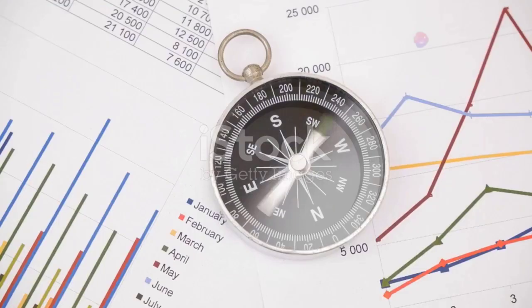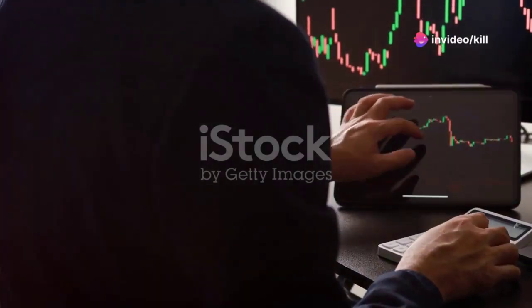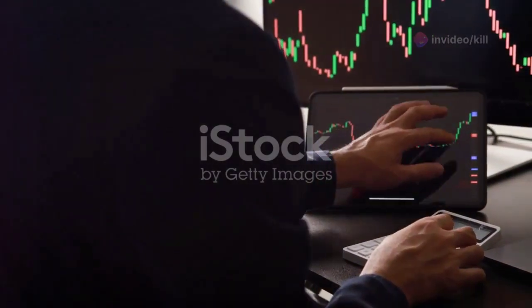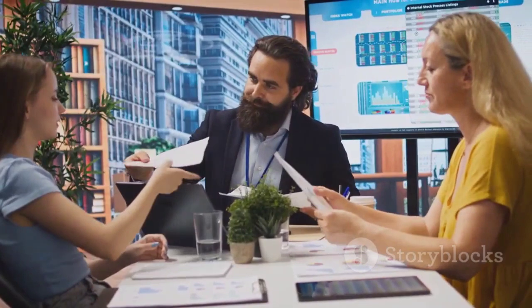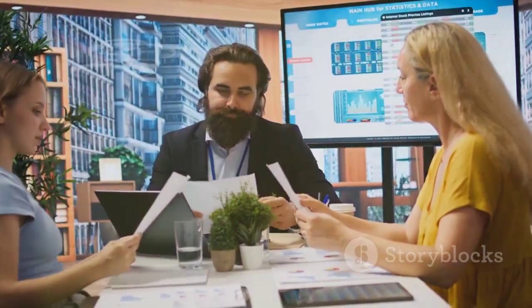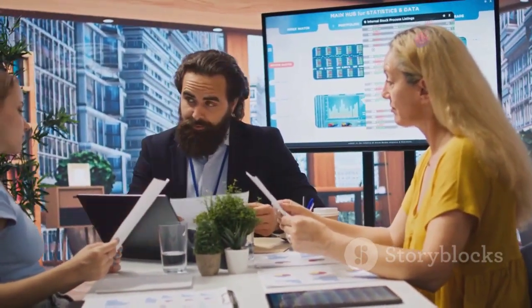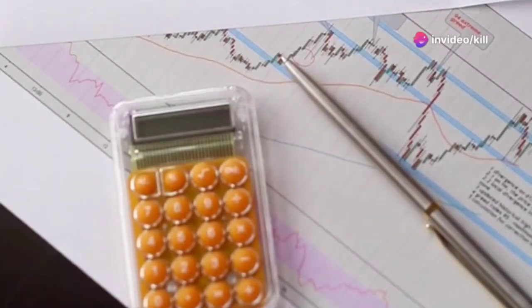Section 7. Navigating the valuation maze. Key takeaways. Valuation ratios are powerful tools for investors, but they're not a magic bullet. Understand what each ratio tells you, its limitations, and how to use it in conjunction with other financial metrics. Remember, a single ratio rarely tells the whole story.